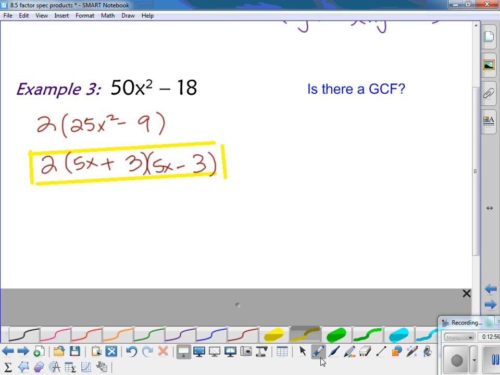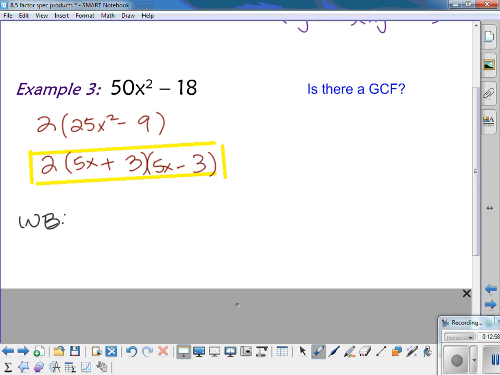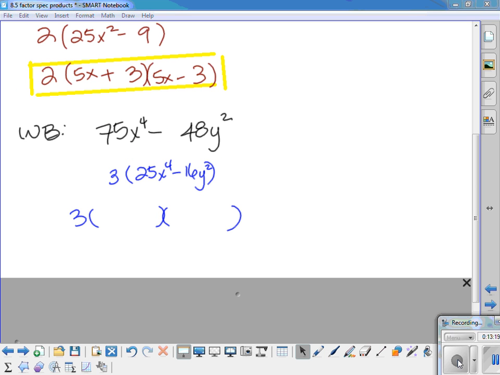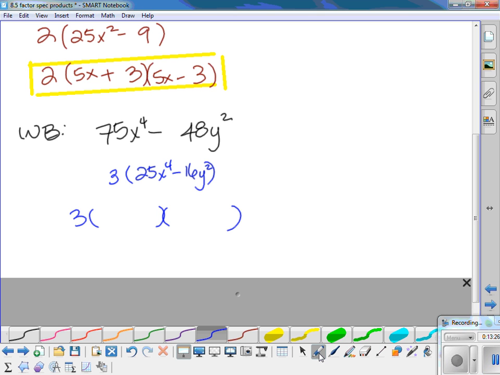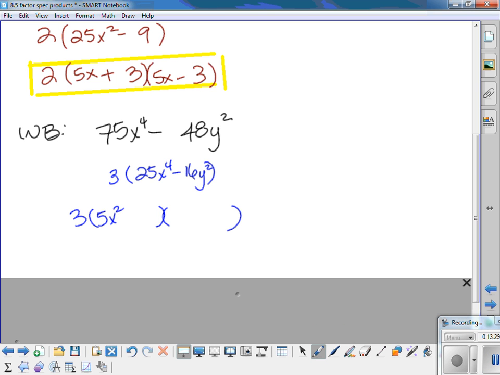So, how about 75x to the 4th minus 48y squared? See if you can find a GCF in there to take out first. All right, so when you factored out the 3, you got 25x to the 4th minus 16y squared. So if we take the square root of 25x to the 4th, we get 5x squared. And we get 4y for the 16y squared. One's plus, one's minus.